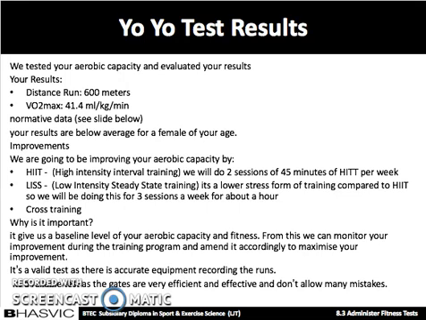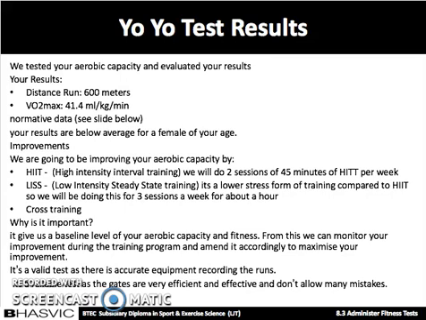Yo-yo test results. We tested your aerobic capacity and evaluated your results by inputting them in an online converter. Your results were: distance ran 600 meters, VO2 max was 41.4 ml/kg/min. Looking at the normative data, see slide below, we can see that your results are below average for a female of your age.